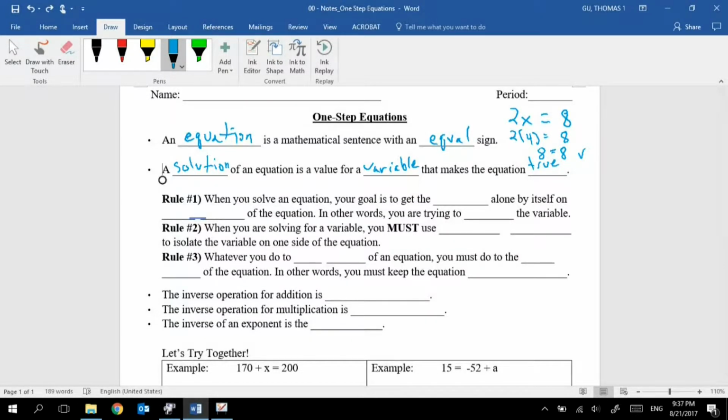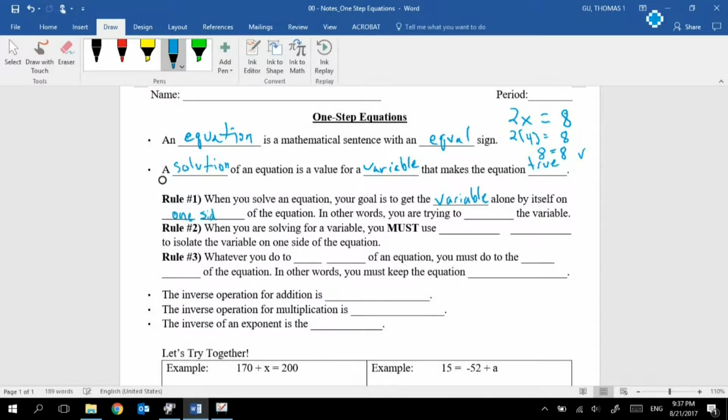All right guys, so there's that. So now we have 3 rules, and these rules apply all the time, okay? So when you solve an equation, your goal is to get the what alone by itself. What are you trying to get alone by itself? You're trying to get the variable alone by itself. That's the x or the y, that's the letter, or it might be a symbol or something. But you're trying to get the variable alone by itself on one side.